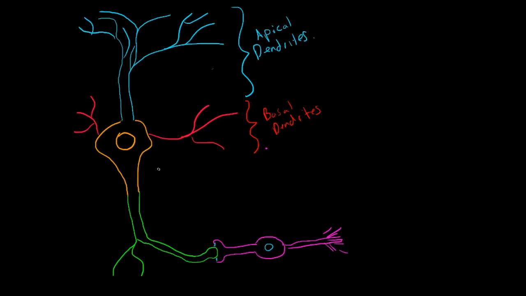And in orange here is the soma, or the cell body, which contains the nucleus and various organelles that are found in the neuron. And right here, where this connects with the green, maybe a little bit sooner up, you have what is called the axon hillock. This is where the cell body, or the soma, ends and the axon begins.